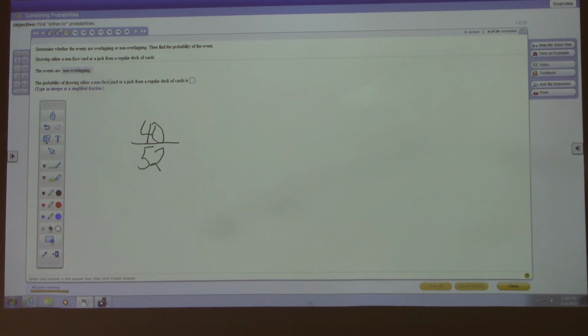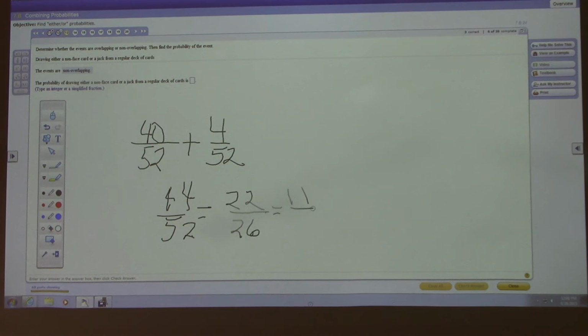Yes. And this is the additive law, plus 4 over 52, is equal to 44 over 52. And it wants a fraction, so we got to simplify. I think we can divide both by 2, and that would be 22 over 26. Divide by 2 again, 11 over 13. I get 11 over 13. What y'all get? Me too.